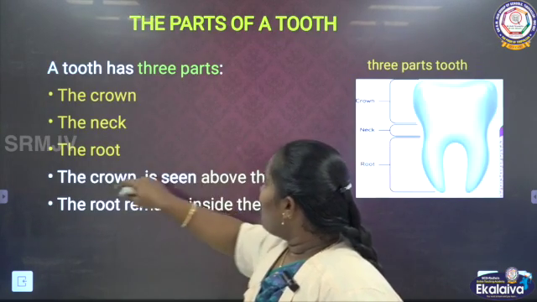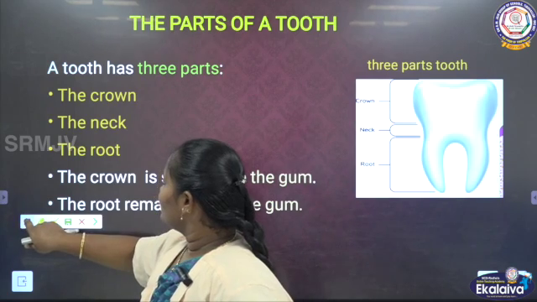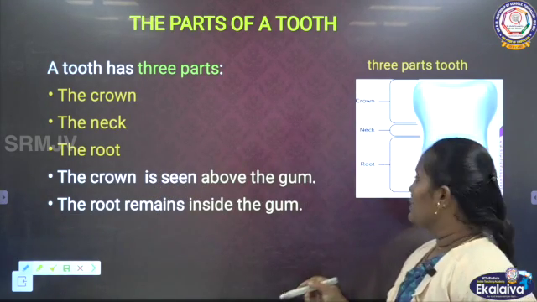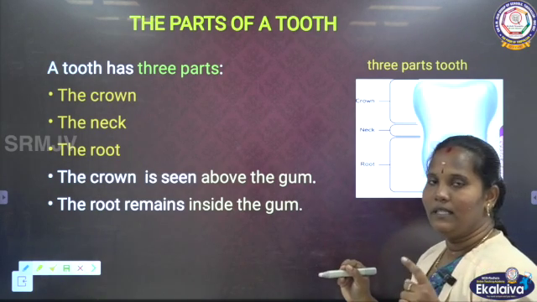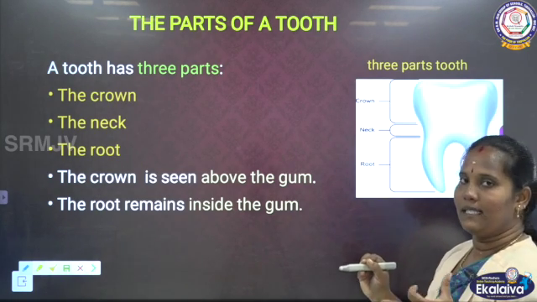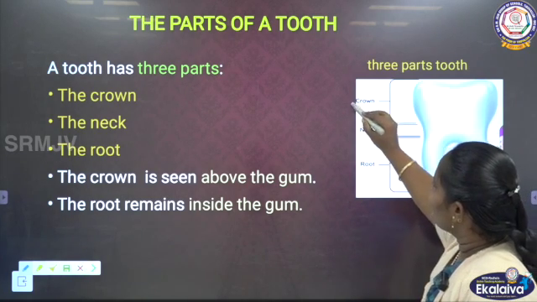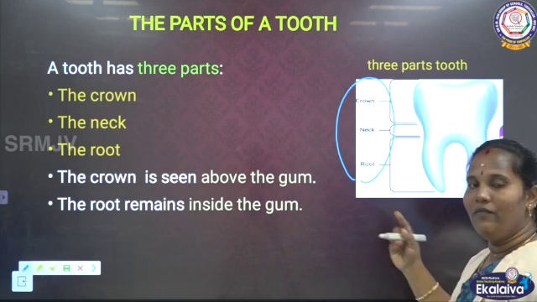See, the parts of your tooth. Clear? See, this is your tooth. Tooth means it is singular. You know that plural is called teeth. This tooth has 3 parts. How many? 3 parts in the tooth.